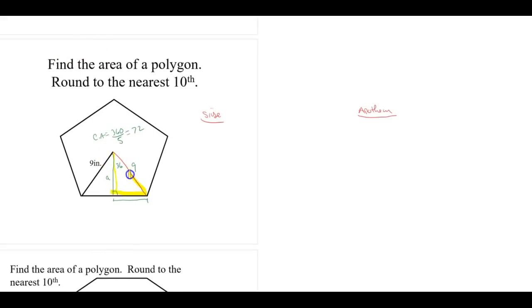Remember, I'm using this right triangle to find my information. If I call this x, from 36 degrees, x is opposite, 9 is hypotenuse. So the sine of 36 degrees is x over 9. Half the side length would be 9 times the sine of 36, which would give me 5.29. If this piece is 5.29, then this piece is 5.29. So when I double that, the length of the side ends up being 10.58.